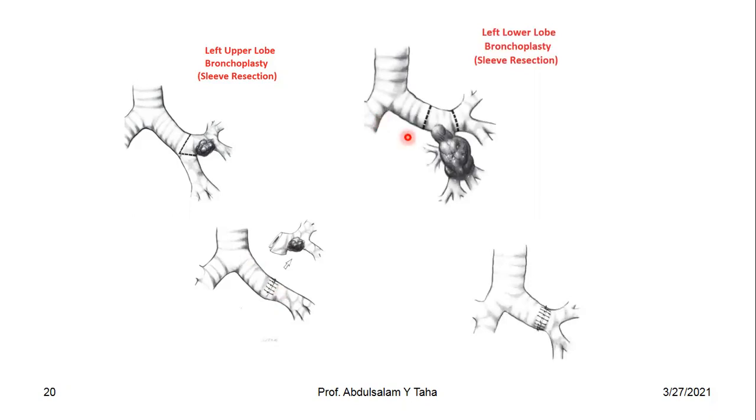Here we have a tumor of the left lower lobe, very close to, or protruding into, the main stem bronchus, and therefore left lower lobe standard lobectomy is not feasible. The solution is to remove a sleeve of the left main stem bronchus and do a sleeve lobectomy, and then re-anastomose the remaining left main stem bronchus to the left upper lobe bronchus.